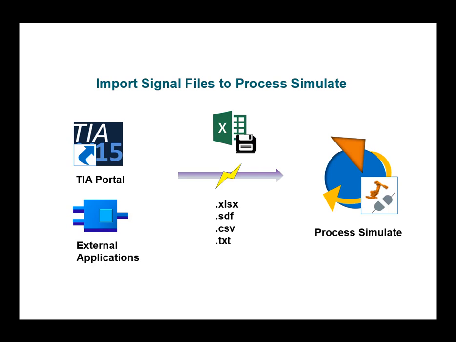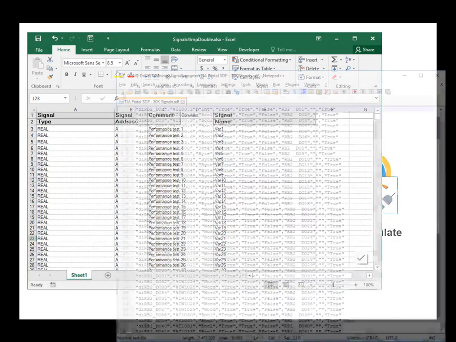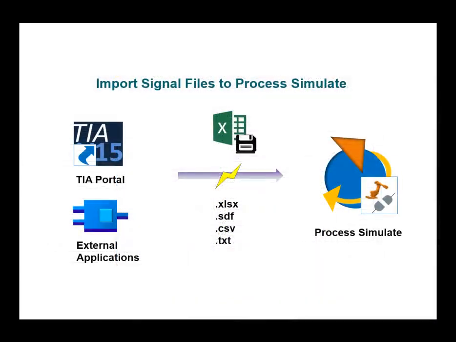Users often find they need to import tens of thousands of signals, generated in other applications, into Process Simulate. The external applications store signals with all their parameters in spreadsheets or text files. With the Process Simulate importer, you'll load the signals as raw data, adapt them to the required format, and then actually import them into Process Simulate.